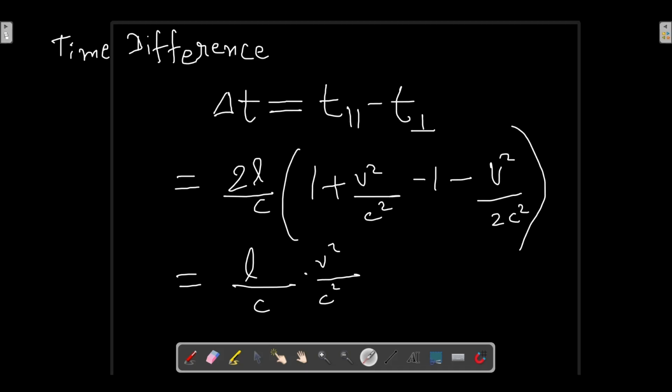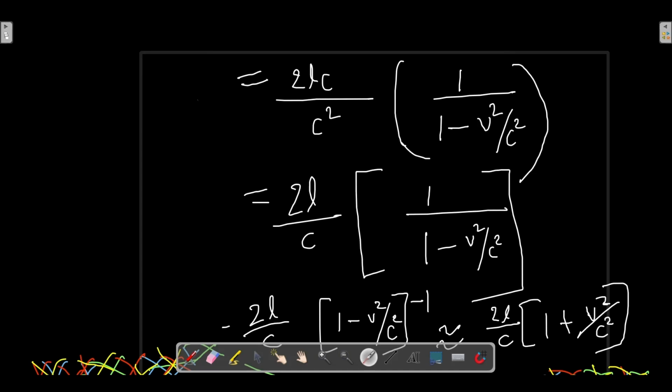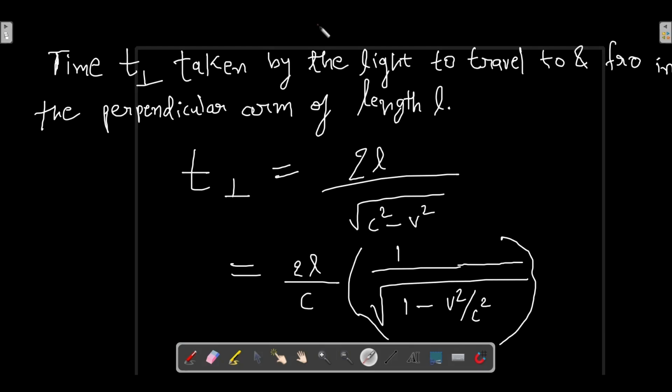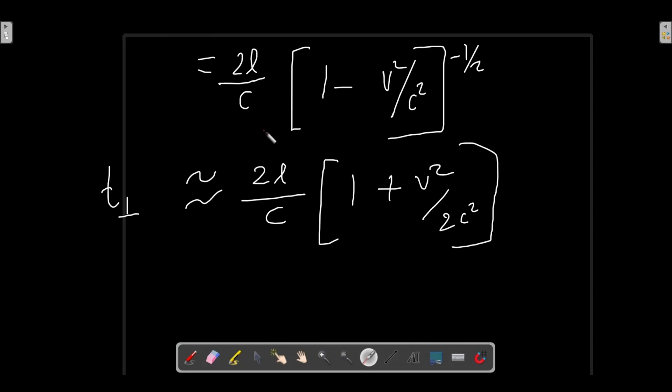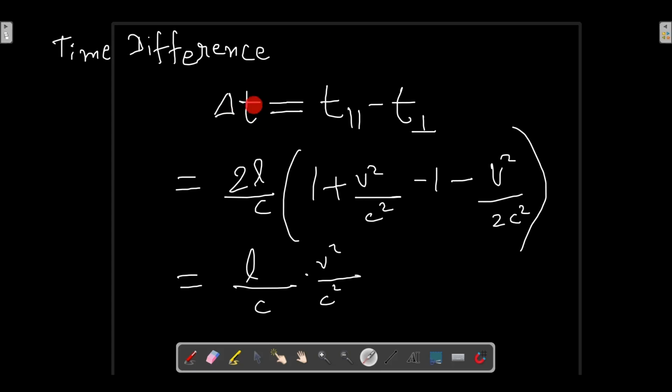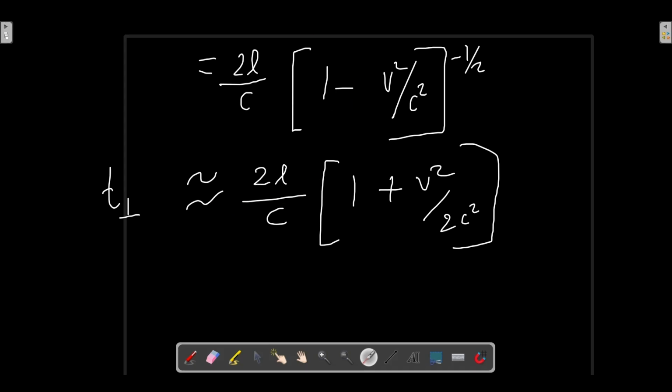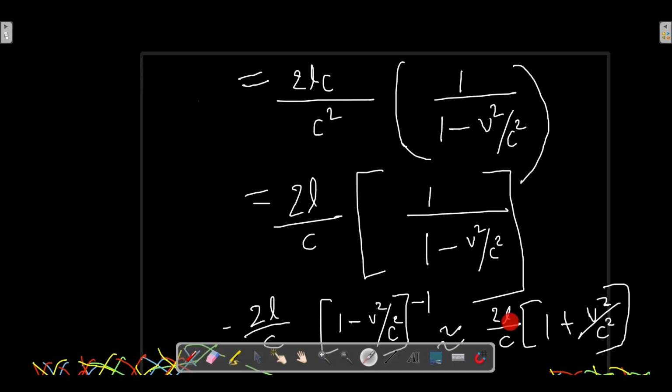Now, the t parallel expression, we already know it. Have a look, the t parallel expression has been found over here. It is like this. And what is the t perpendicular expression equal to? The t perpendicular expression is like this. So if you calculate the time difference delta t, it will be equal to t parallel minus t perpendicular. This is t perpendicular and that one is t parallel.